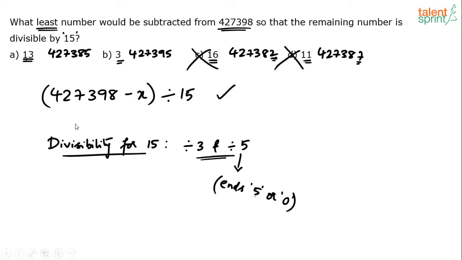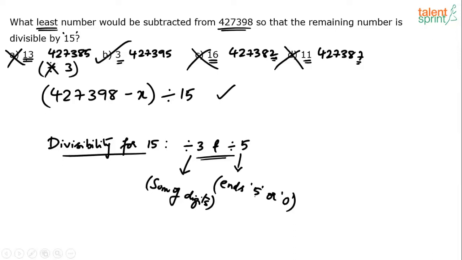Now, here you have to apply the divisibility rule for 3. What is the divisibility rule for 3? Sum of the digits. A number is divisible by 3 if the sum of its digits is divisible by 3. Check the sum of the digits. This number is not divisible by 3 because 4 plus 2 is 6 plus 7 is 13 plus 3 is 16 plus 8 is 24 plus 5 is 29. Is 29 divisible by 3? No. This number is not divisible. Hence option B has to be the answer.